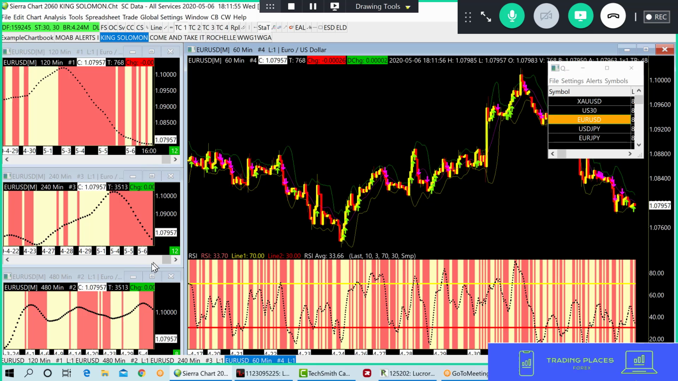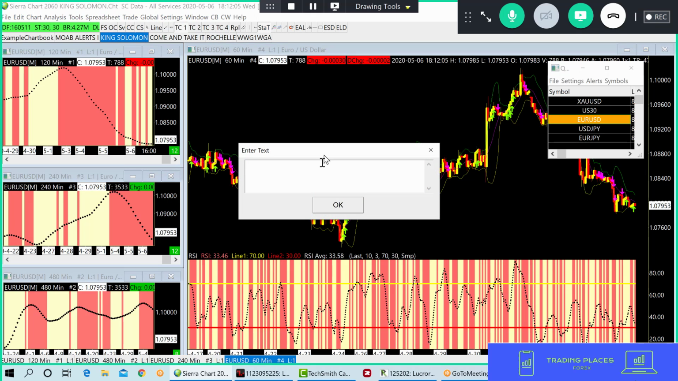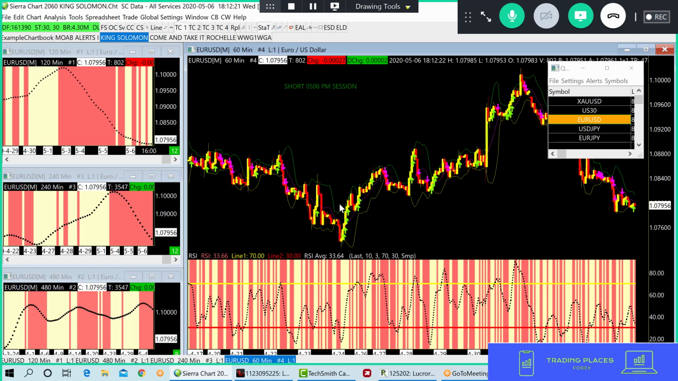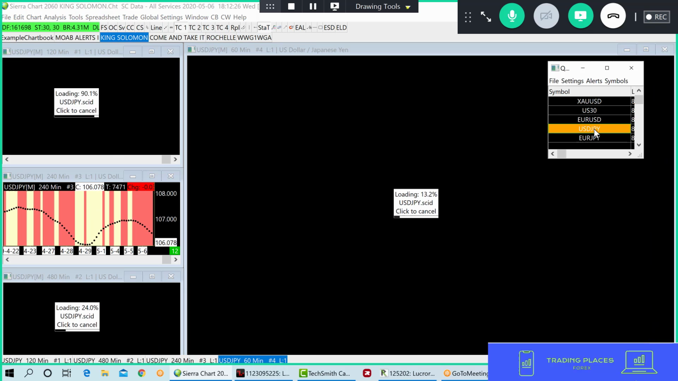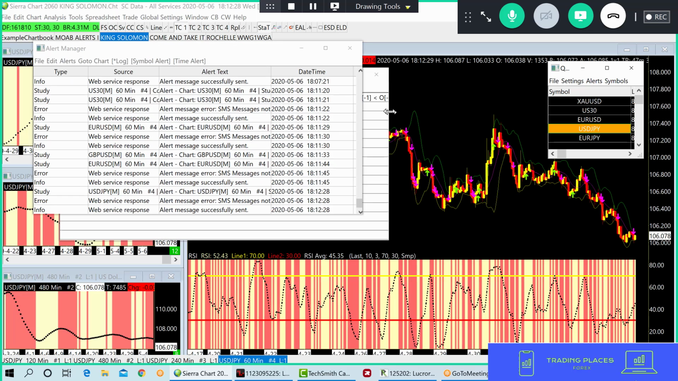Let's look at Euro Dollar. I like this short. So what I'm going to do is short, and I could be wrong. There's no agreement here. Short, 5 or 6 p.m. session. So right now we're 1 for 1 on these trades. If you would have taken Euro Dollar short, you would have made some money. The thing is, entry point.